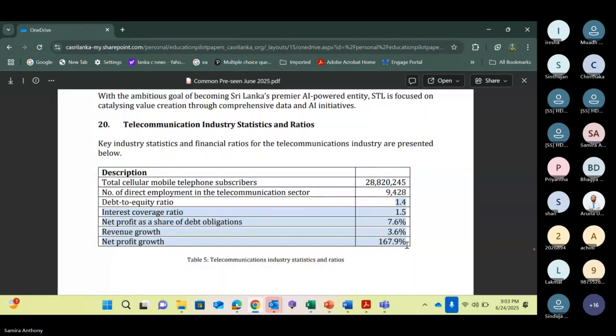Hanifa. Yes, sir. You are ready for this. Calculate and get ready for the STL numbers: debt to equity ratio, interest cover ratio, net profit as a share of debt obligation, revenue growth and net profit growth. Everything you can calculate easily using the pre-seen. And they have given in some paragraph the number of customers. Then you can see what percentage they have in the market. Find out the market percentage.